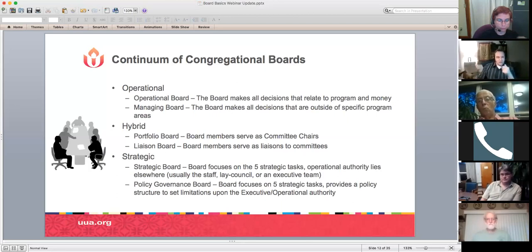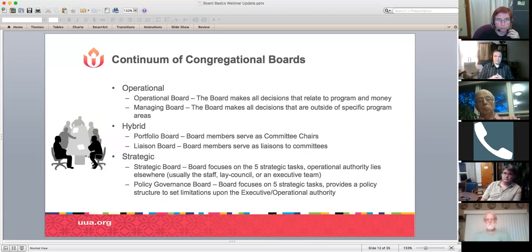The first are the operational boards. And operational boards make all decisions that relate to program and money, that every decision comes to the board. Even if a committee has made a recommendation, it's the board that is the final deciding authority. And I would say this is probably at least a quarter of our congregations that spend most of their time in the operational mindset.